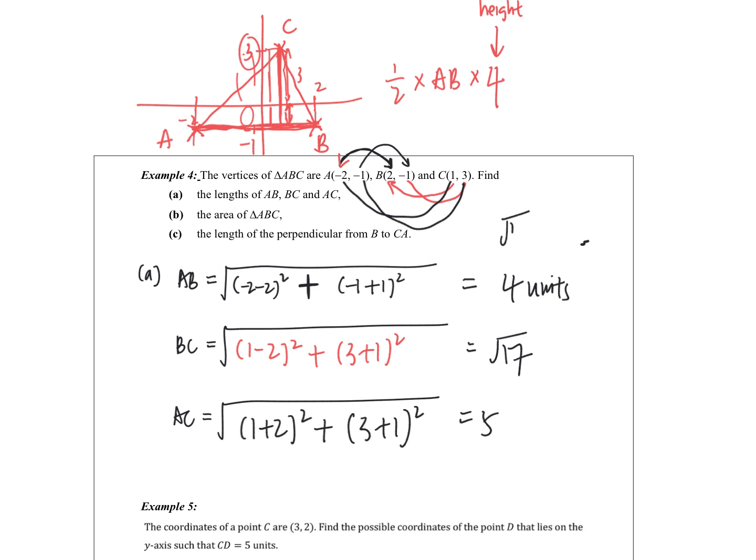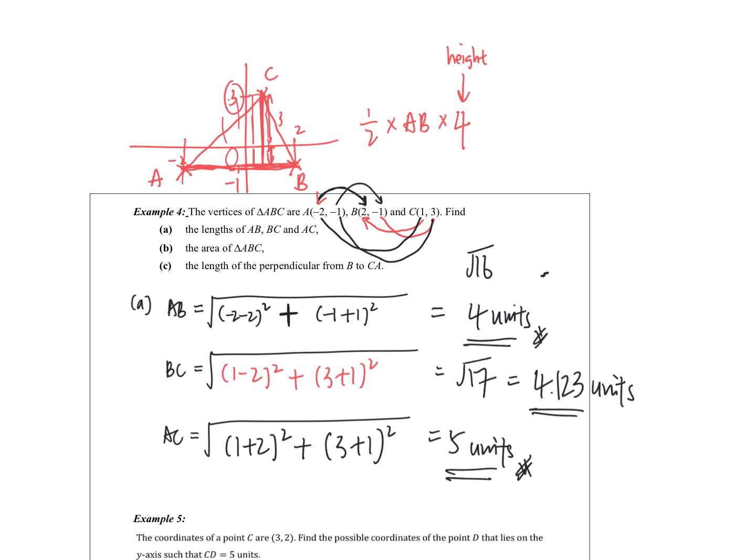Because square root 16 you get 4 so might as well simplify it. Square root 17 is a long string of number. So if you want, go and press calculator. What is square root 17? What is square root 17? 4.1 something. Okay. So these are the 3 lengths that you should get.